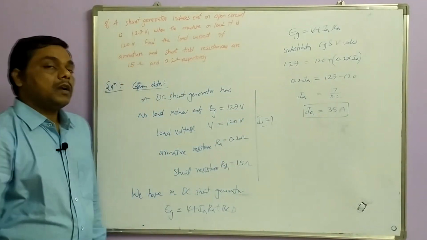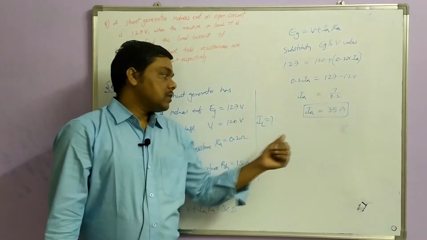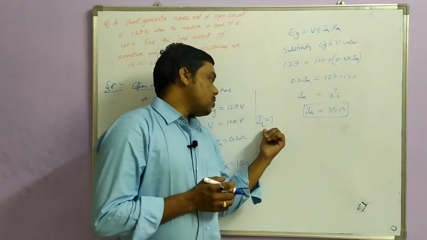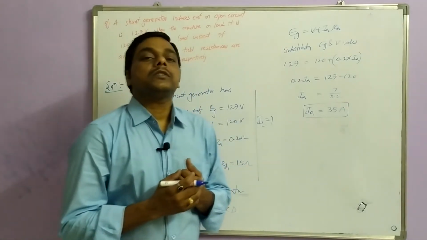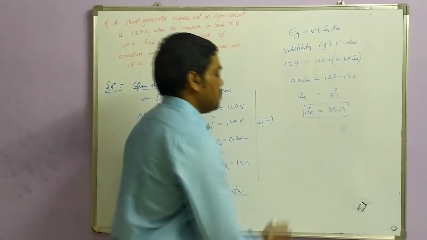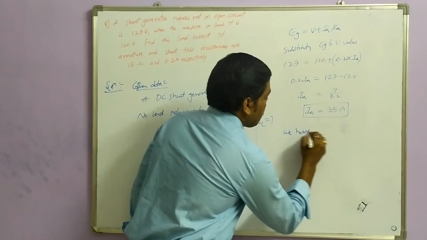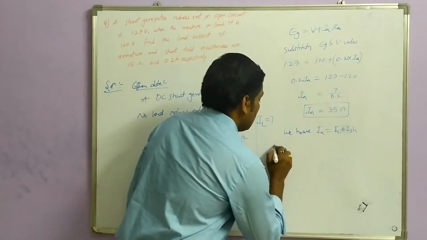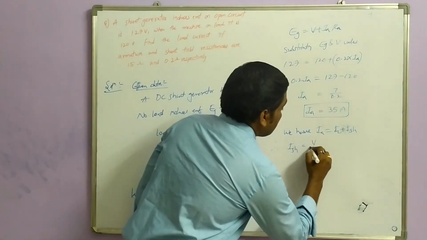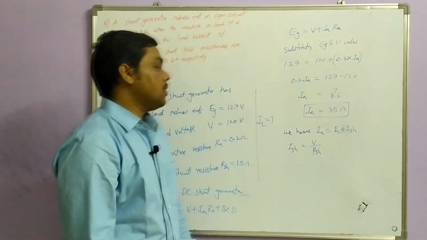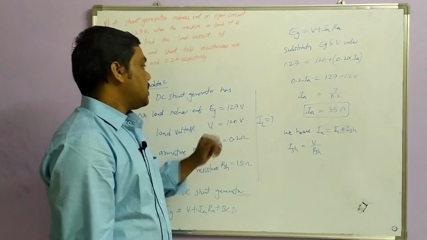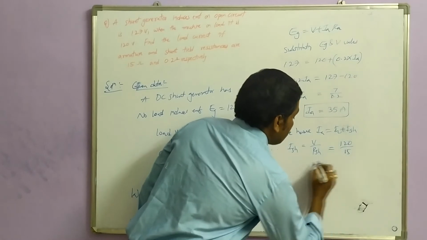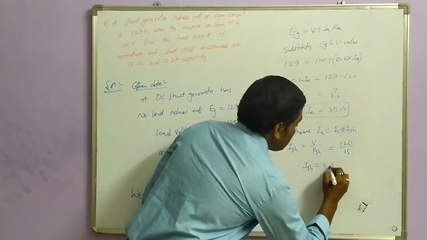Now the armature current is 35 amperes, but the question is what is the load current? We have the relation between armature, load and shunt currents, so it is necessary to determine the shunt current. We have IA is equal to IL plus ISH. So ISH is equal to V by RSH. Now again, what is V? 120, and what is RSH? 15 ohms. You substitute here 120 by 15. So ISH is equal to 8 amperes.